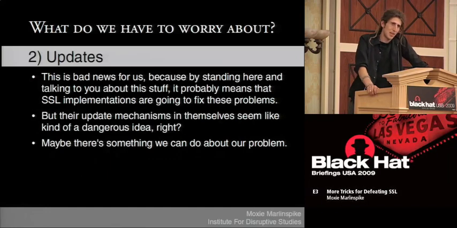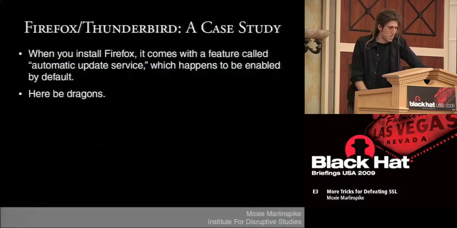But it does seem like the update mechanisms themselves can be kind of a bad idea, right? You have software that's connecting somewhere on the internet and downloading other software and running it. So maybe there's something that we can do with this to solve our problem. Okay, so if you look at Firefox and Thunderbird, any of the Mozilla products, when you install Firefox, it comes with a feature called Automatic Update Service that in my experience is enabled by default. And this can be trouble.